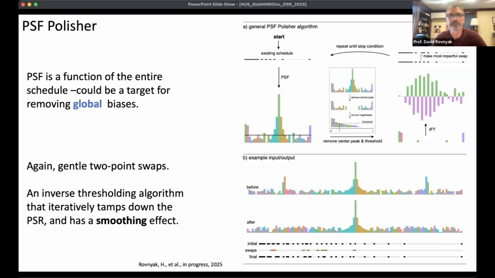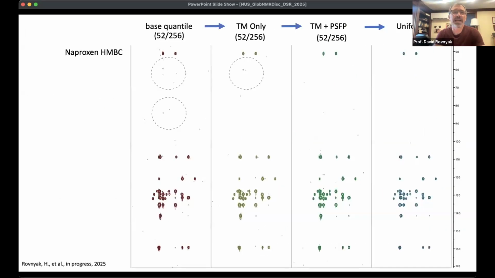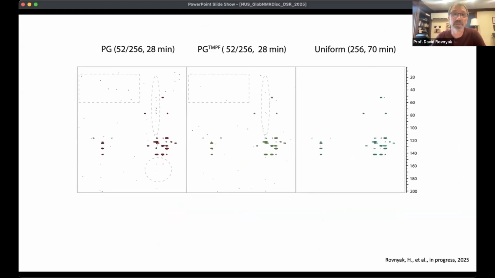And it has the effect of tamping down the peak to side lobe ratio iteratively and presenting a very smoothed point spread function. So to see these things in action, if we take a base schedule that shows some large artifacts, if you just do the TM filter, some of them go away, but some of them remain. If you add on the PSF polisher, more of them go away, and you get a spectrum that I think generally has the largest artifacts reduced. Now, it doesn't mean that artifacts are eliminated. This is not a panacea at this level of sparsity for sampling and at this level of complexity. This is an HMBC. You expect to still see artifactual noise, but this certainly takes out the larger artifacts and makes these spectra more reliable, we think.